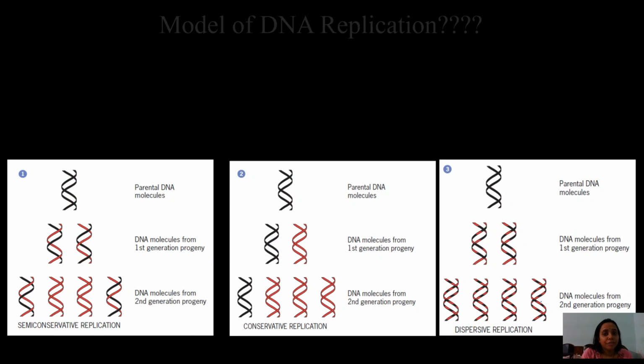Now, what would be the mode of replication? Basically, three different models have been given in this regard. We can just see. The first one is the semi-conservative replication. I'm just giving you the models, and then we will define what the exact or correct model of DNA replication is. Just think about it. What is the correct model of DNA replication?